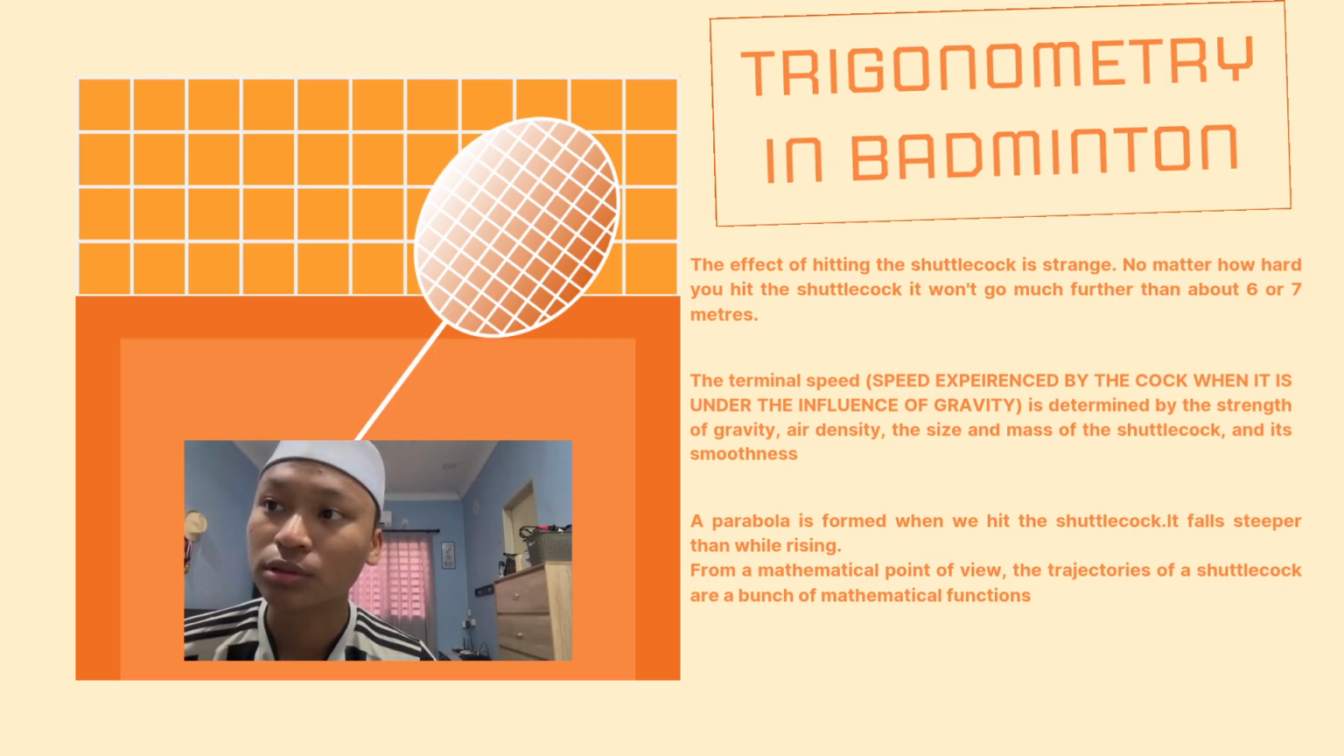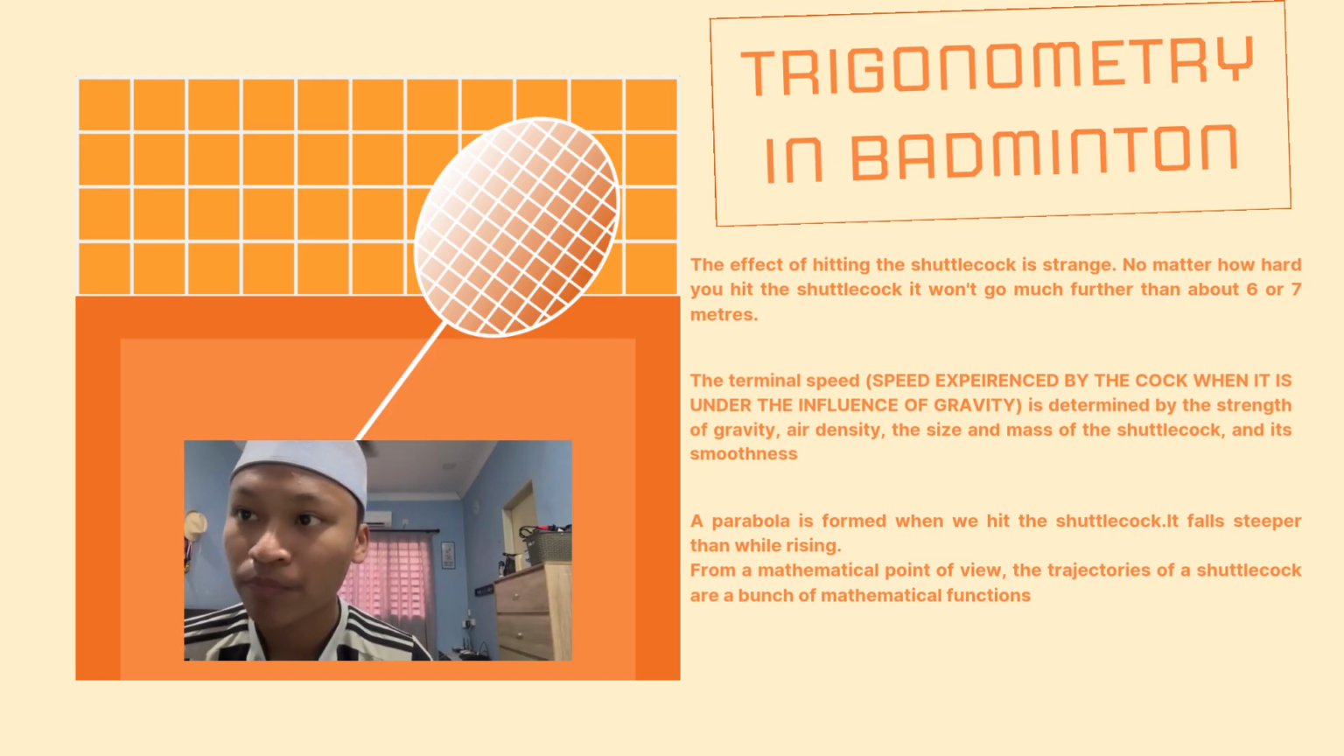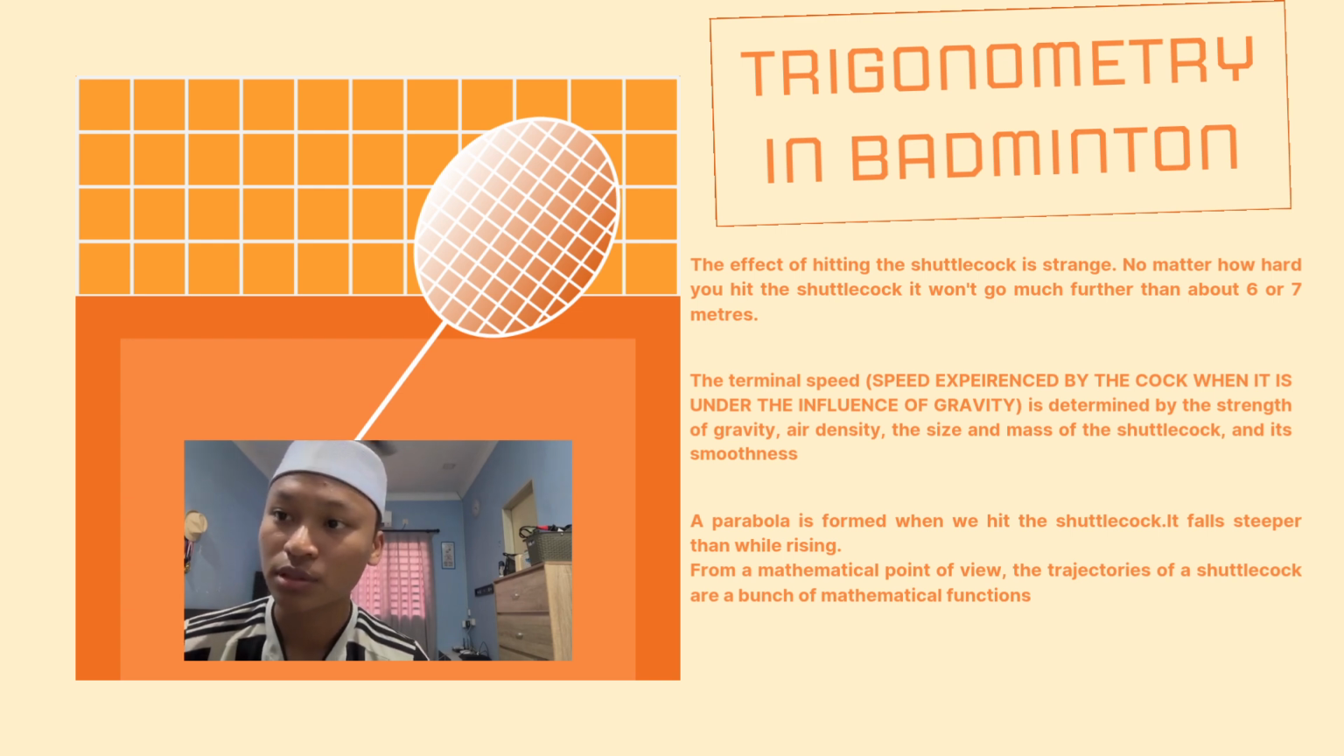Third one is trigonometry in badminton. The effect of hitting the shuttlecock is strange. No matter how hard you hit the shuttlecock, it won't go much further than about 6 or 7 meters. The terminal speed experienced by the cock under the influence of gravity is determined by the strength of gravity, air density, the size and mass of the shuttlecock, and its smoothness.